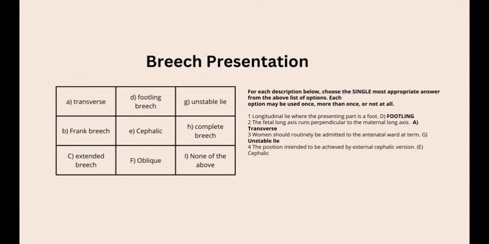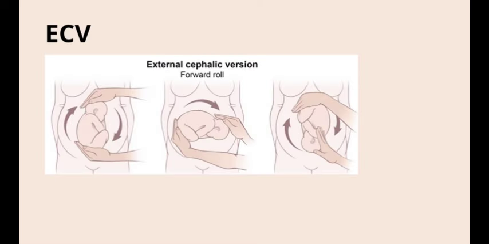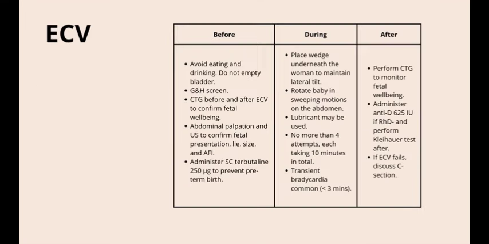An external cephalic version also can be used to turn a breech to cephalic presentation, and it works about 50% of the time, which is why the answer to 4 is E. And that's the position that we're taking a baby from one position and moving it into cephalic. So just a little bit about ECV. This is done where the head is manipulated and the bottom of the baby, and it's moved forward in a circular motion and repositioned.